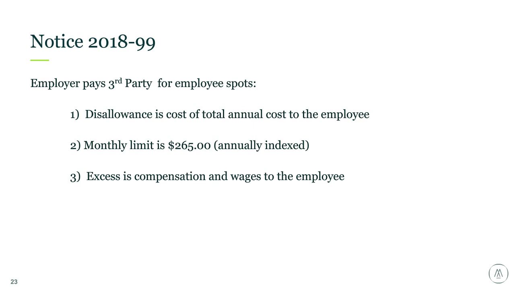For Notice 2018-99, where an employer pays for employee spots, there's a disallowance of the total costs for employee spots. There's a monthly limit that's indexed by the IRS, and the monthly cost is $265 that's excludable from employees' income. If the cost of the parking is more than $265, this notice indicates that the excess is considered compensation and should be included as wages to the employee. I think this will be a very difficult analysis to make, certainly in a timely basis this year. So it's enough to be aware that if your cost for parking to the employee is more than the monthly amount, it should be added as compensation. I haven't seen a lot of that yet.